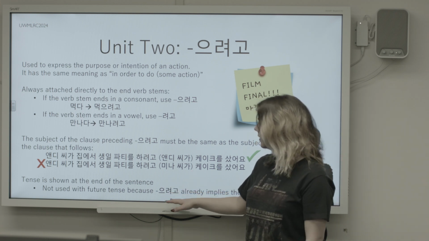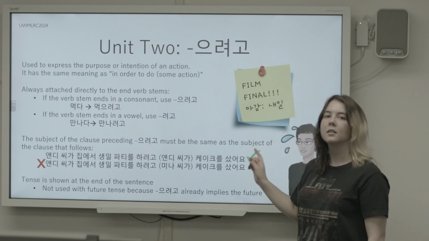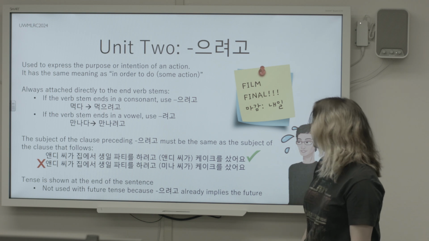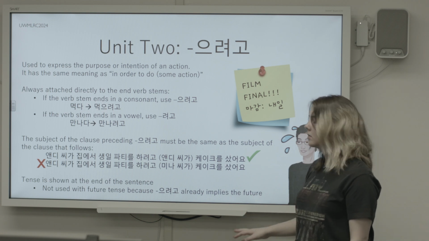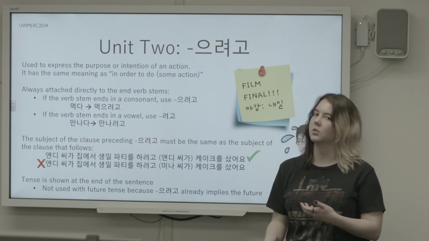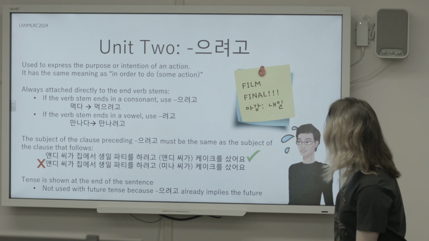Tense is shown at the end of the sentence, so that means you only conjugate the last verb. You do not conjugate the verb that 으려고 is attached to, and it's not used with future tense because 으려고 already implies future tense. It's something that you're planning on doing, so you don't need to use the future tense with it because it is future tense.